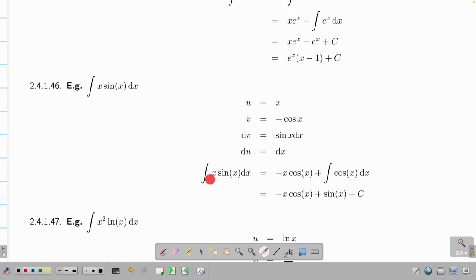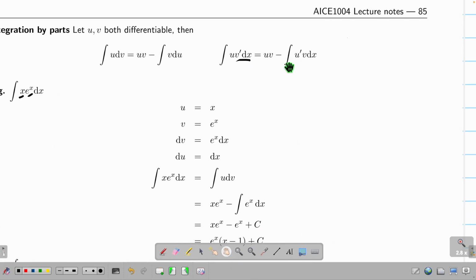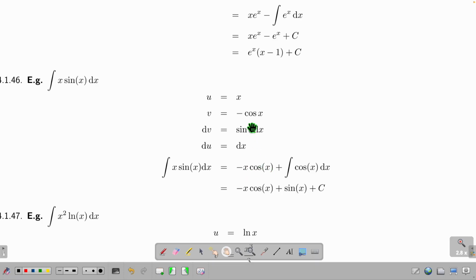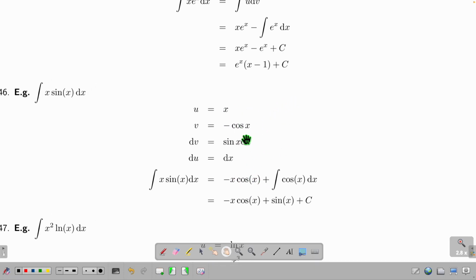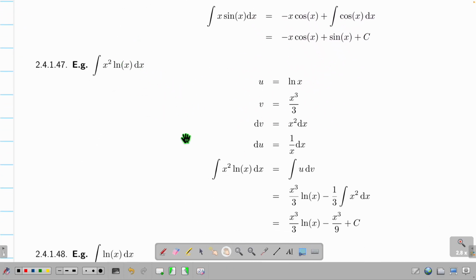And x is u, so this is u v prime dx. So this is the second formula: uv minus the integral of u prime v dx. So uv, and then u prime: u is x, so after the derivative it's just 1. And then v dx is here. So you get this, that's it.